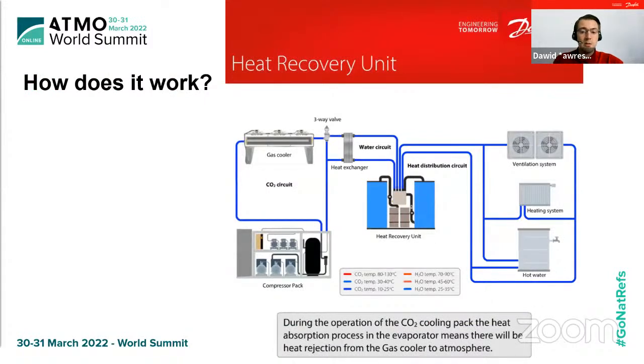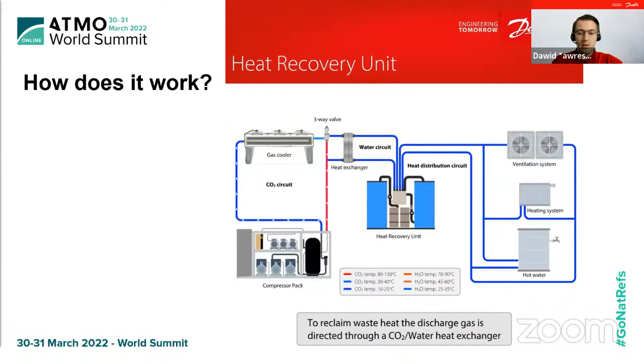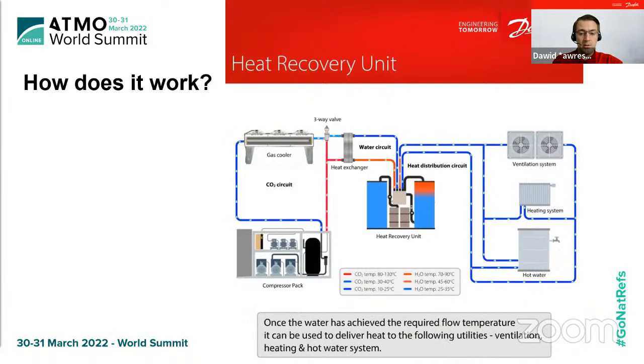I will now show a simple animation of the HRU operating principle. During the operation of the CO2 cooling pack, heat absorbed in the cooling cabinets needs to be rejected in the gas cooler to the atmosphere. To reclaim this heat, the discharge gas is directed by the three-way valve through the CO2 water heat exchanger. The water stored in the buffer tanks is heated up to the desired charge temperature.